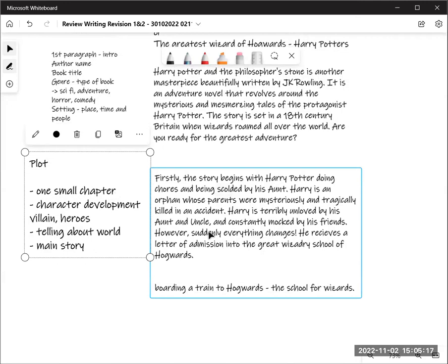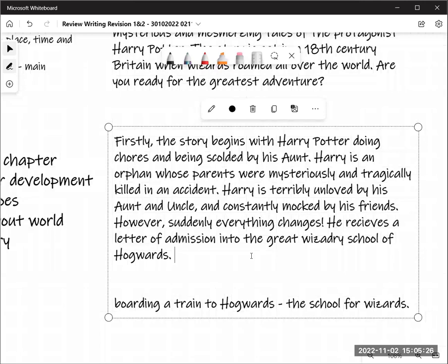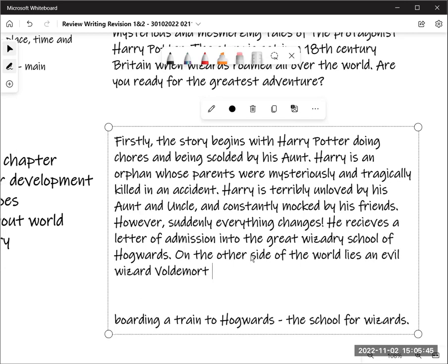We have to talk about the one small chapter, the characters, but we haven't talked about the villain, have we? So we're done talking about Harry. Let's talk about someone else. On the other side of the world, lies an evil wizard, Voldemort. Then we'll just put hyphens here. Better not say his name.